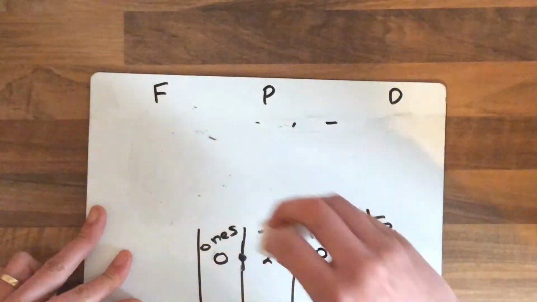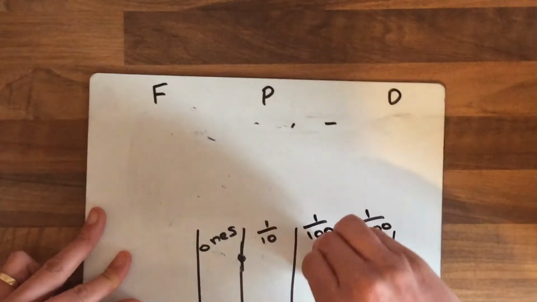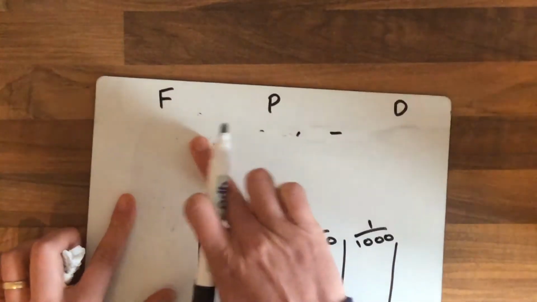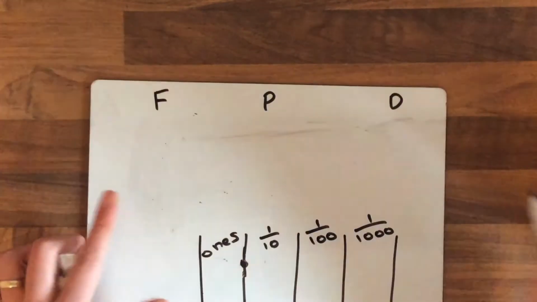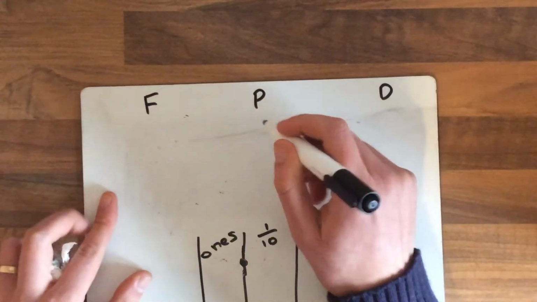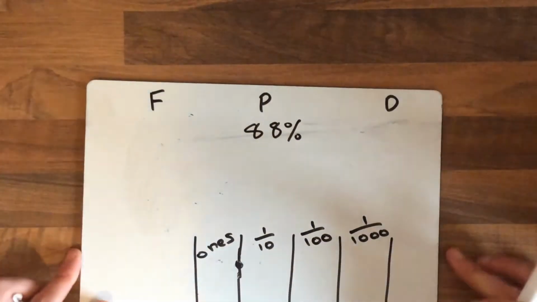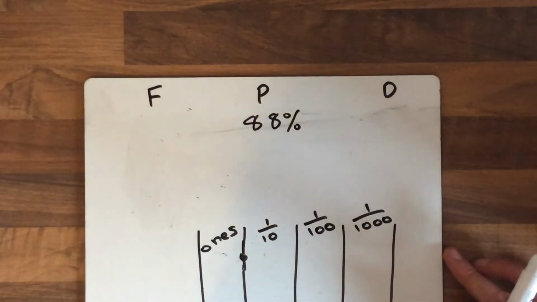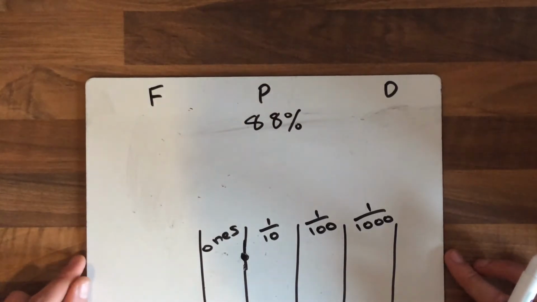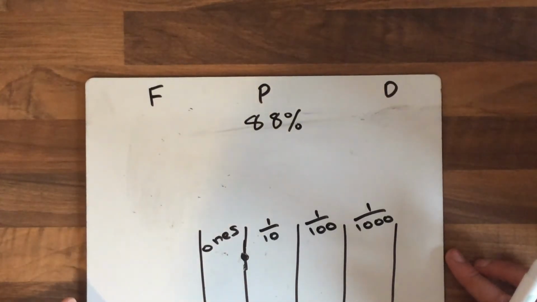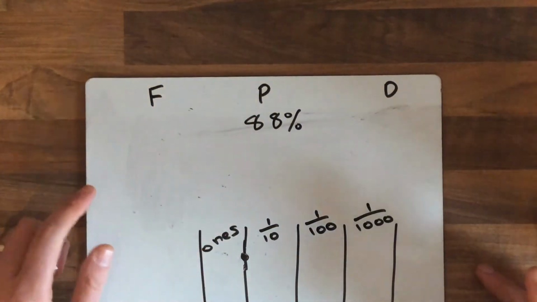So let's have a look at another one. So what would we do if I had 88% this time? I haven't started with a fraction this time, I've started with a percentage. If I've started with 88%, I'm looking at putting that into a fraction. I'm looking at putting it into a decimal. So let's put it into a fraction first of all.